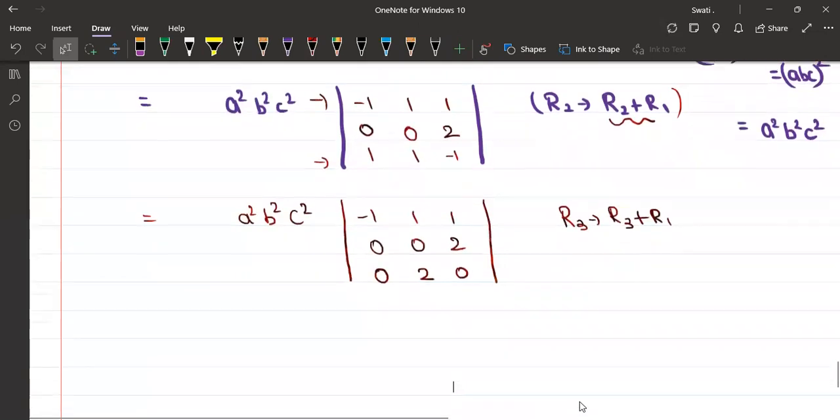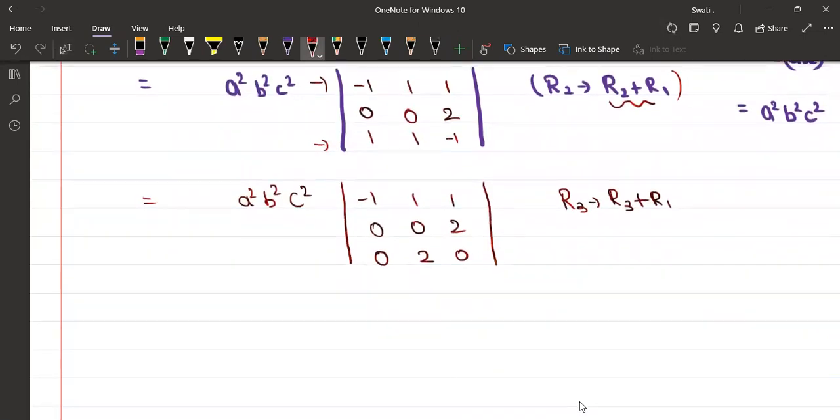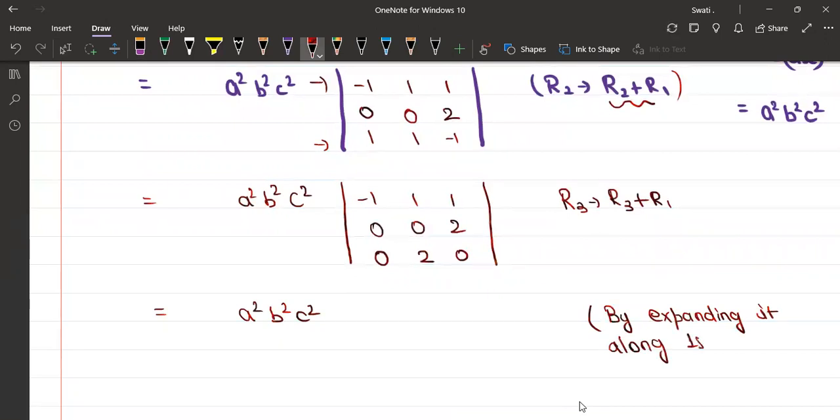Now you can see that this is very simple to solve. So this determinant we can easily solve. I'm going to expand this along the first column. If you want, you can also write this down, because whenever we solve the determinant, we always write down along which row or which column we are expanding it. So by expanding the determinant along the first column.